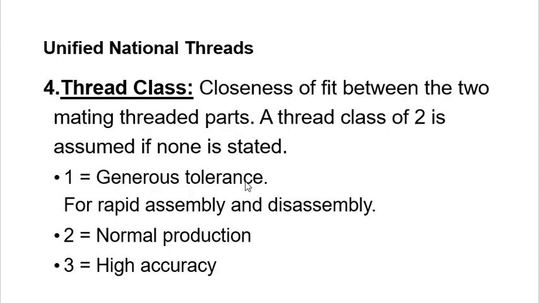Then in your thread note, you also have to define your thread class. Thread class is the closeness of fit between the two mating threaded parts. You have 3 of them. One is a generous tolerance for quick assembly and disassembly. Then you have normal production for 2, and that's what we use all the time if nothing has been stated. And the third one is high accuracy. So depending on the situation, you're going to choose the right thread class.